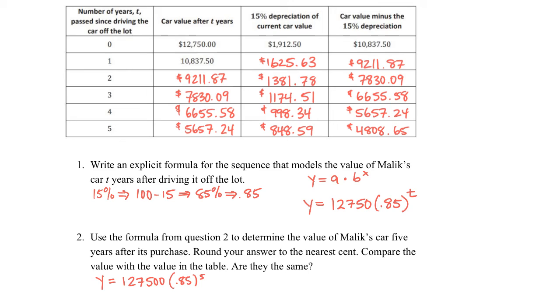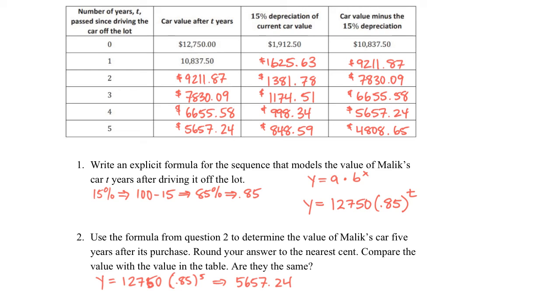So if I go into my calculator, $12,750. Oh, I think I've got an extra zero in there. Let's take care of that. I got a little crazy with the zeros. All right, so this is supposed to be 50. All right, there we go. So $12,750 times 0.85 raised to the fifth in my calculator. When I put this in my calculator, I get $5,657. And since we're rounding to the nearest cent, that's going to be 24.